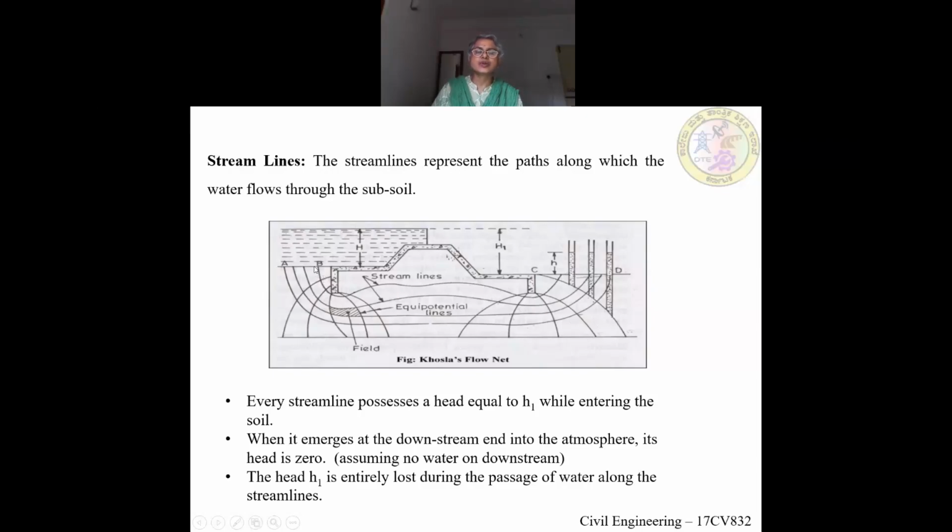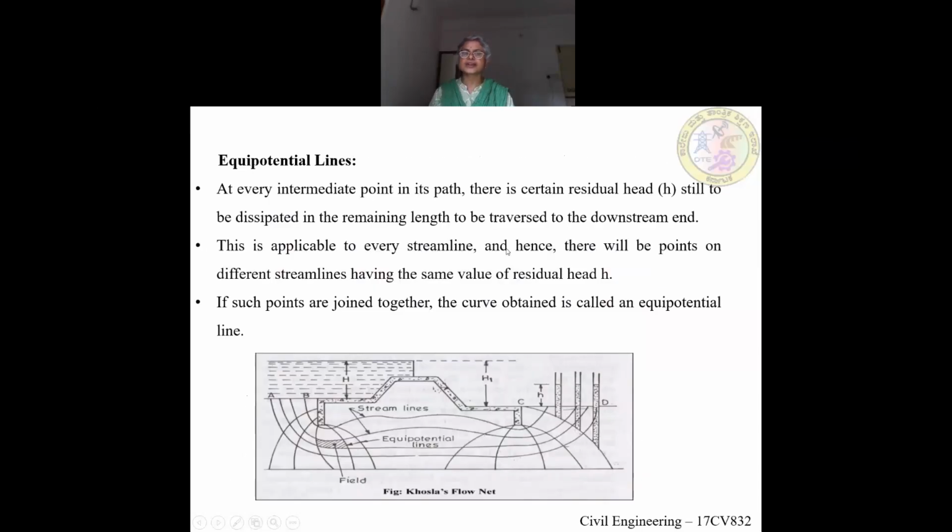Why will there be a loss? The head h1, which was here, will become zero at the downstream side. This is because head h1 is entirely lost during the passage of water along the streamline. This happens because of friction. Because of friction, there will be energy loss during the movement of water, and finally the head at the point b, which was h1, will become zero towards the downstream side.